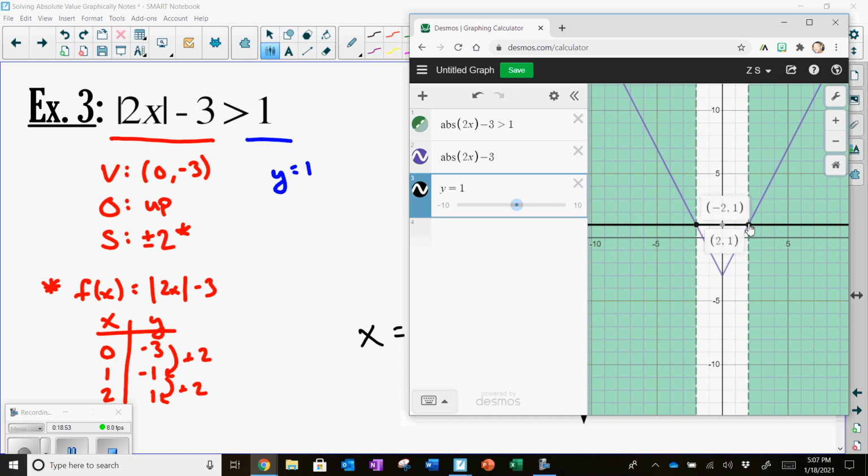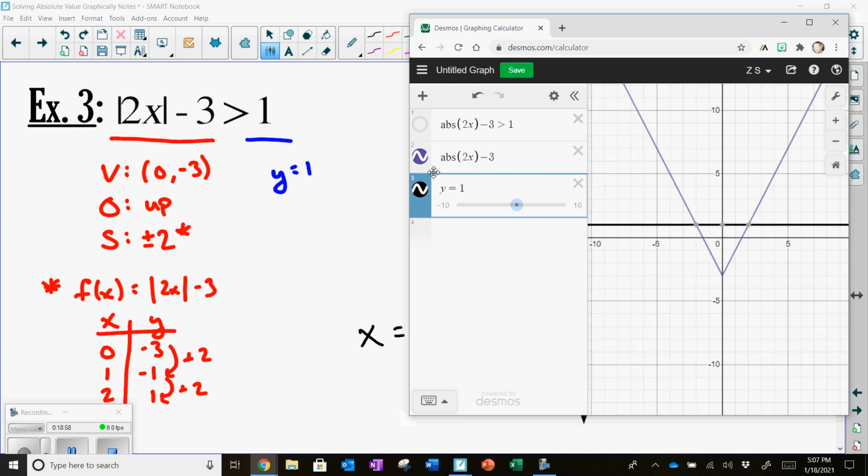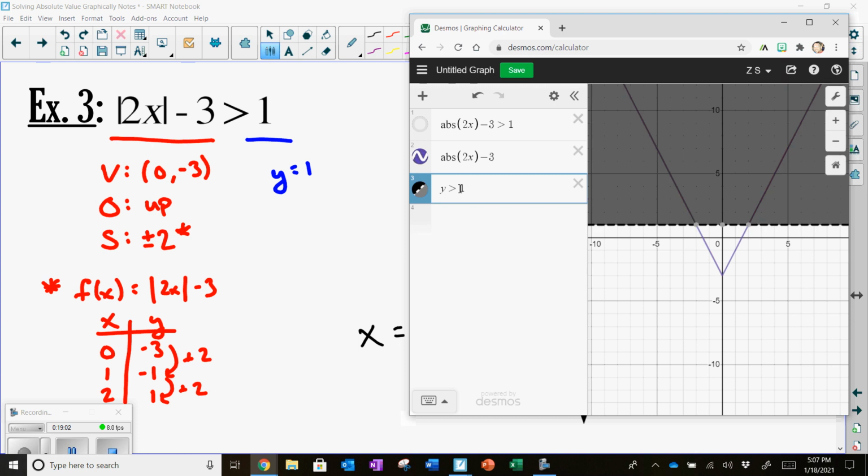The other thing that you can do is, if you didn't have this one turned on, you could make this an inequality. And you could say, well, when is y greater than 1? Because it's a greater than, see? So every part where the purple is in the black shaded region is going to work. And where does that start happening? Well, from 2 and -2.